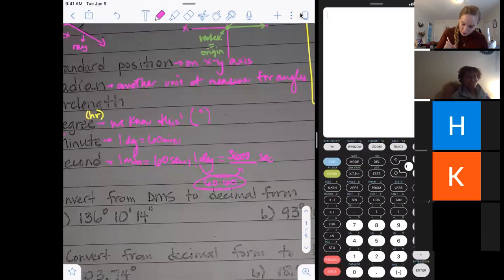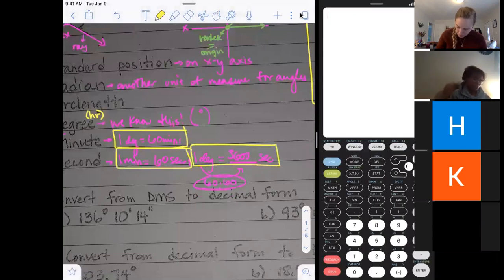These are, again, little conversions that we need to know. So I'm going to box, box, box.